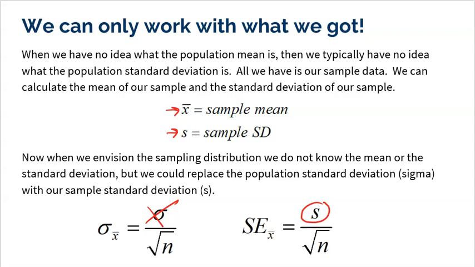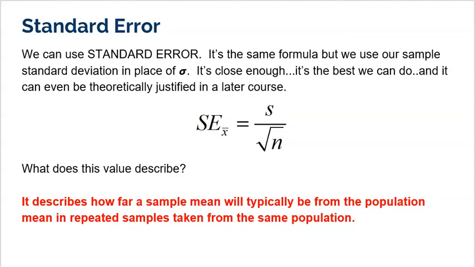But remember, it's the twin brother. I'm using the exact same formula. All I'm doing is replacing sigma with S, the standard deviation of my sample. Obviously this has a new name, standard error, and pretty simple, right? All we're doing is replacing sigma with S, the standard deviation of our sample.